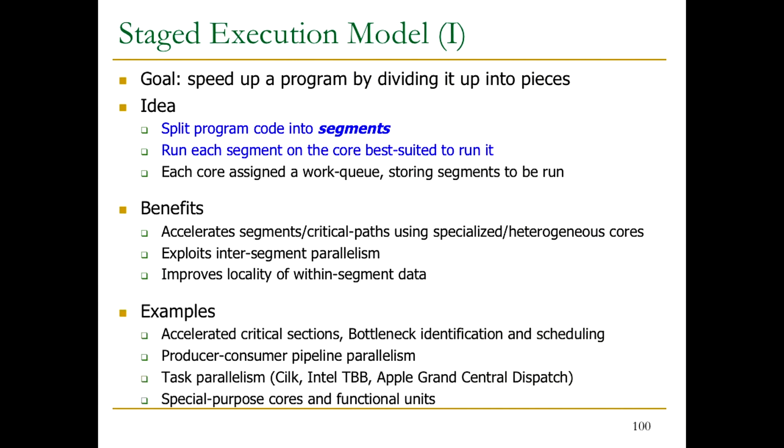Okay. And simpler examples than what I just said are accelerated critical sections, bottleneck identification and scheduling, producer-consumer pipeline parallelism, and all of the task parallel models. If you have not read the Cilk paper, I would definitely recommend that you read it. It's one of the earliest papers on task parallelism. But a lot of thread-based models, Intel Threading Building Blocks, and Apple's, I don't know what they call it right now, but at the time this presentation was prepared, it was called Grand Central Dispatch. They're all task parallel models. And, of course, special purpose cores and functional units fit into this as well.